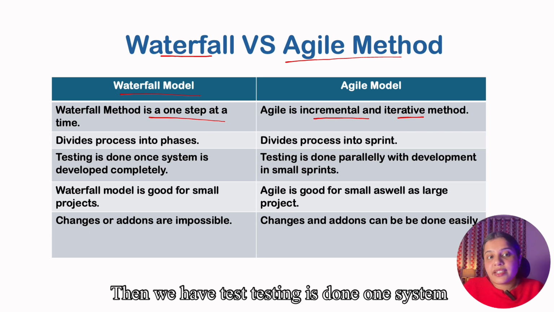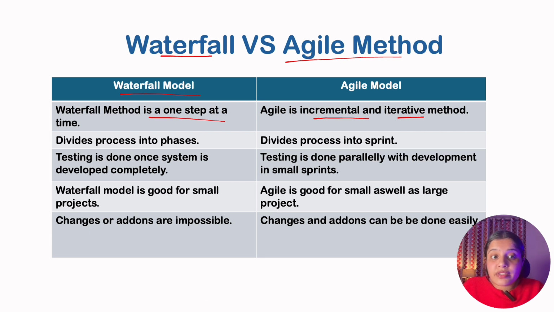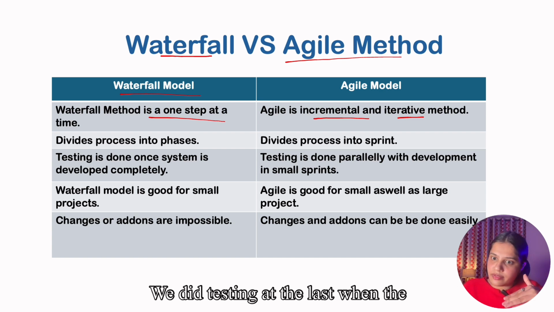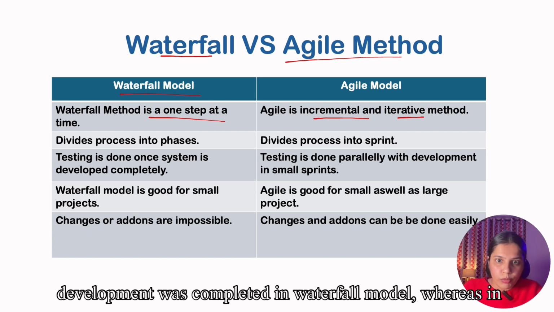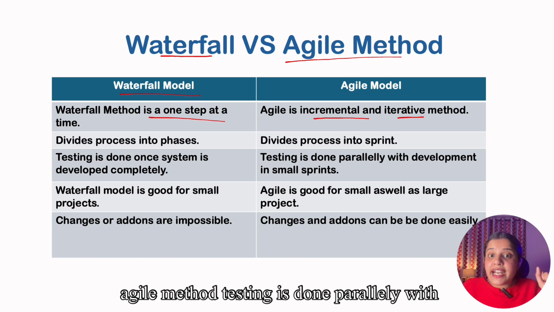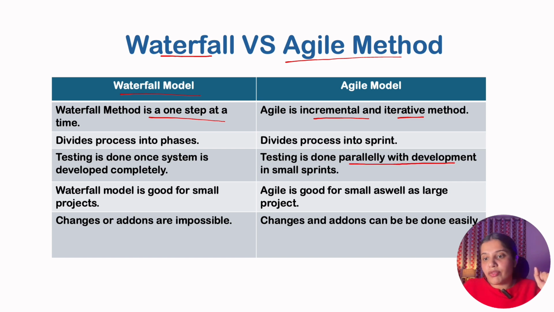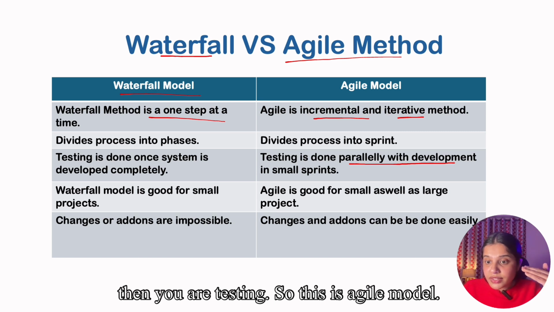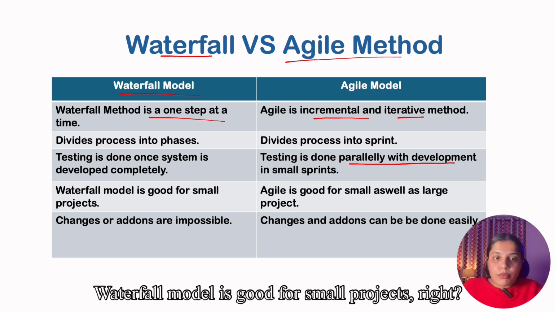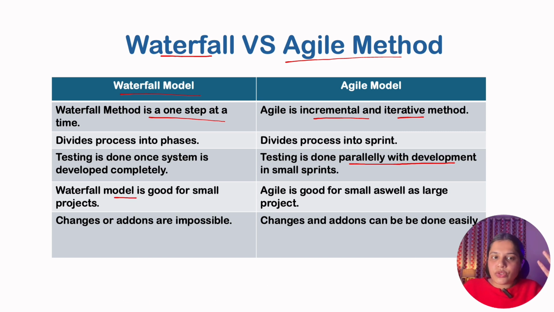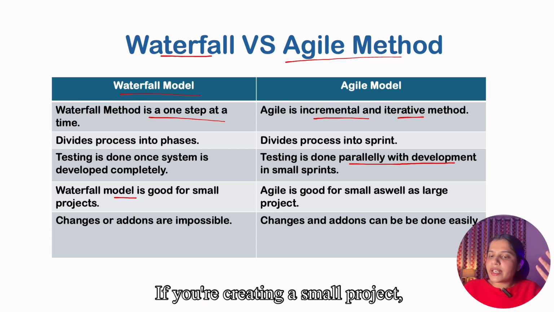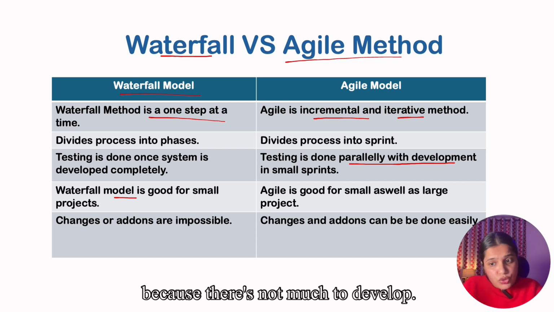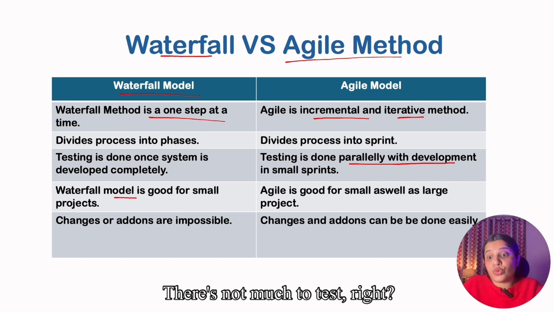Then in the waterfall model, testing is done once the system is developed completely. As we discussed, we did testing at the end when the development was completed. Whereas in the agile method, testing is done parallelly with development. You are developing something, you are testing. You are developing something, then you are testing. So this is the agile model. The waterfall model is good for small projects. It's very logical. If you're creating a small project, you can easily use the waterfall model because there is not much to develop and not much to test.